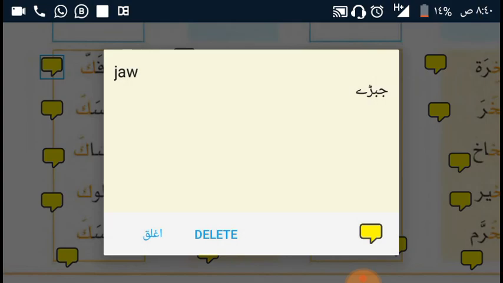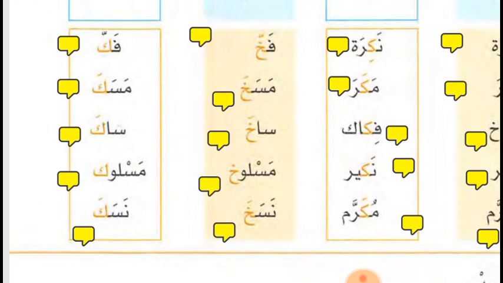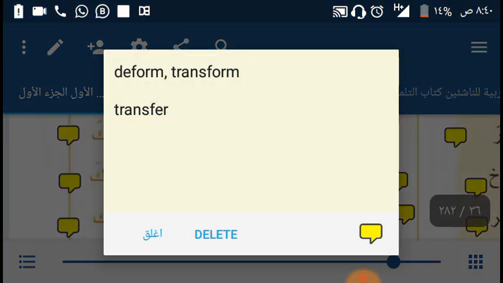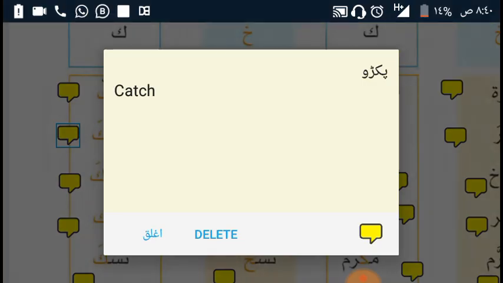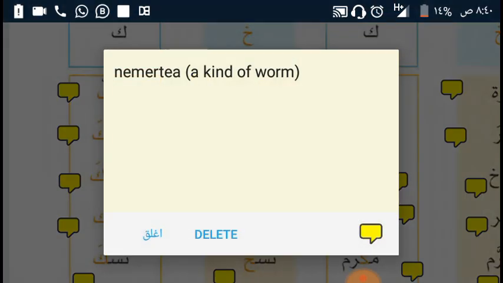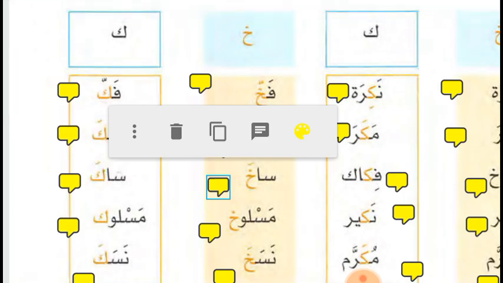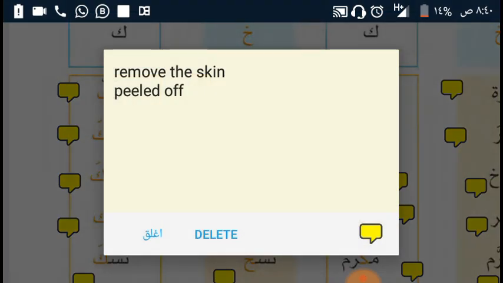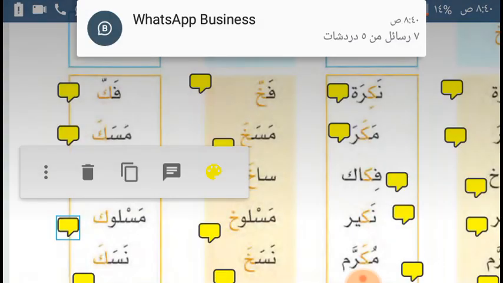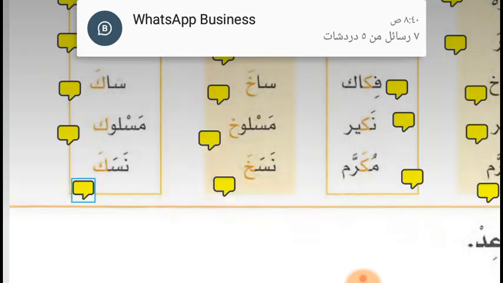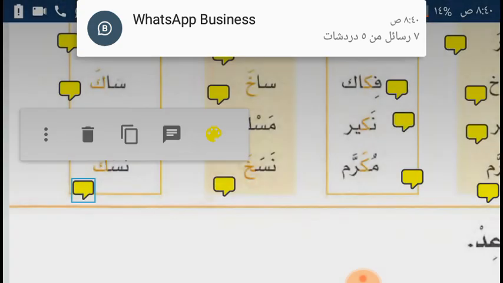Fak means jaw. Then masakha means deform, transform. Masaka, catch. Sakha is a name of a worm. Saka, rub. Maslukh means removing skin. Maslauk means funny, entertaining, amusing person. Nasakha means copy. Nasaka, asceticism.